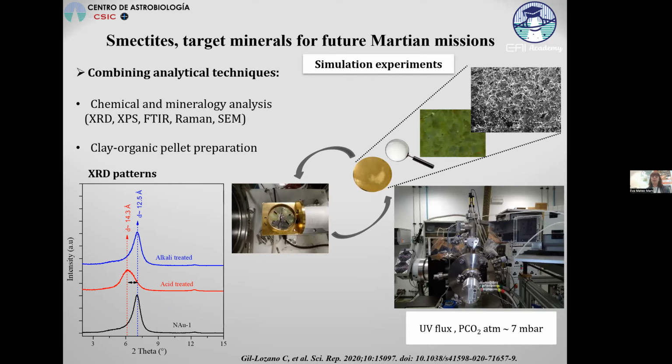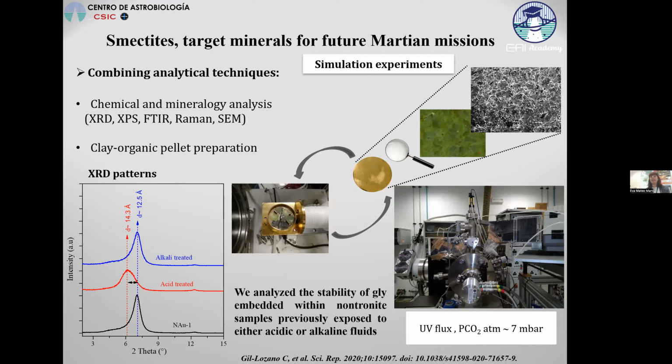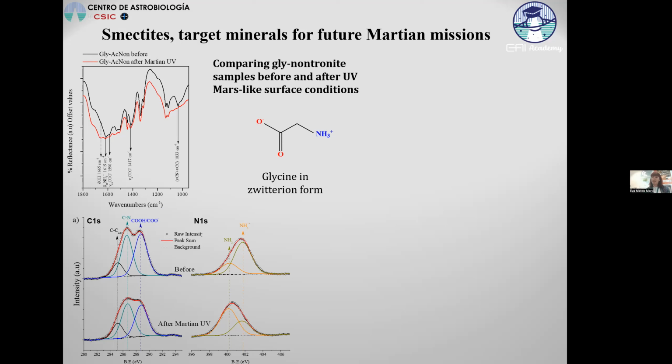So we were characterizing clay minerals by different chemical and mineralogical analysis techniques. We did a pre-treatment of the clay mineral, an alkali treatment and then an acid treatment. And then we analyzed the stability of glycine, the simplest amino acid, imbibed within nontronite, in samples that were previously exposed to either acidic or alkaline fluids. In order to understand this process, we ran infrared and XPS, and the main chemical form that was absorbed in the mineral was the zwitterion, meaning that we have the deprotonation of the acid group, so it's a carboxylate, and then the protonation of the NH3+.